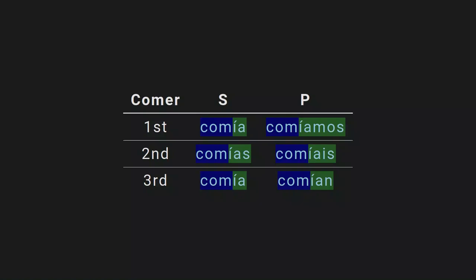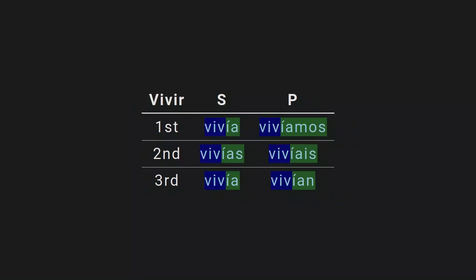Now, like a lot of the other tenses, the ER and IR verbs are actually going to follow the same kind of pattern. So, vivía, vivías, vivía, vivíamos, vivíais, vivían. This is actually one of the easiest tenses to learn in Spanish. I think it's one of the easiest because it's very regular. You just add the ending, and you basically get what you need, right?